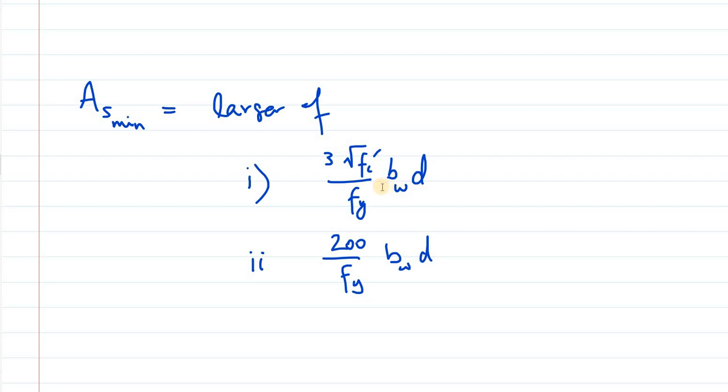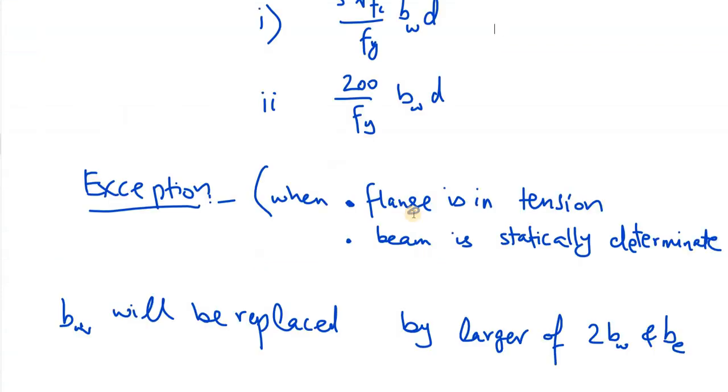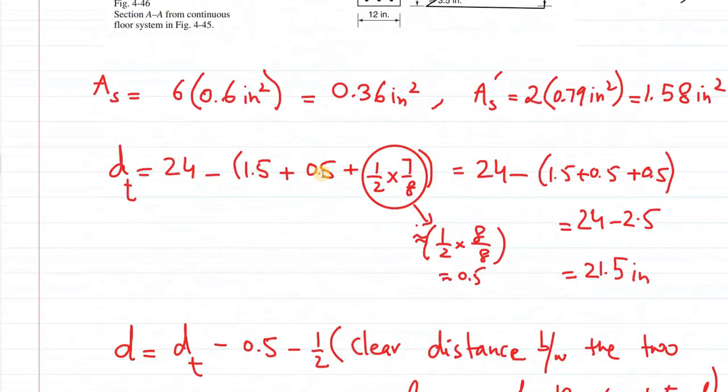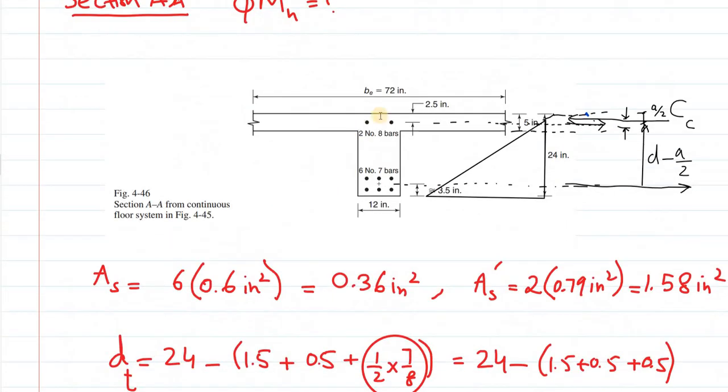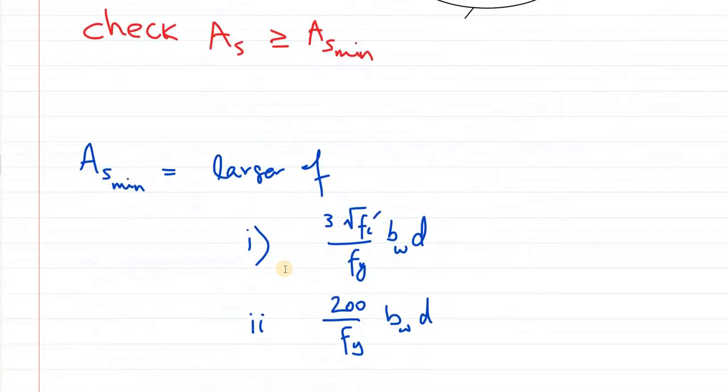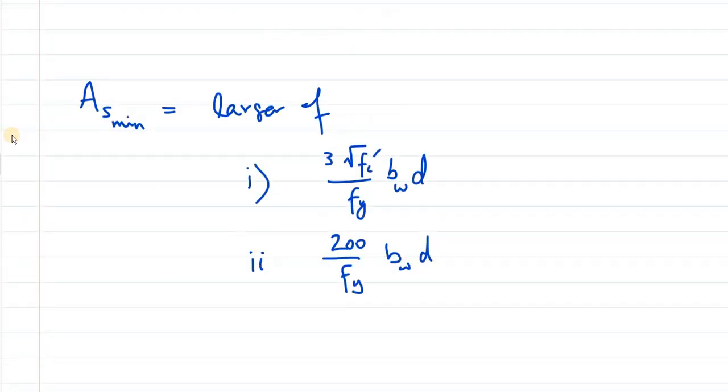But just to comment on it, the other requirement for applying this exception was that the flange should be in tension. In this case, the flange is in compression. So neither of those two conditions exist over here. Even if one of those does not exist, you don't have to worry about BW. Straight away BW is equal to 12 inch.